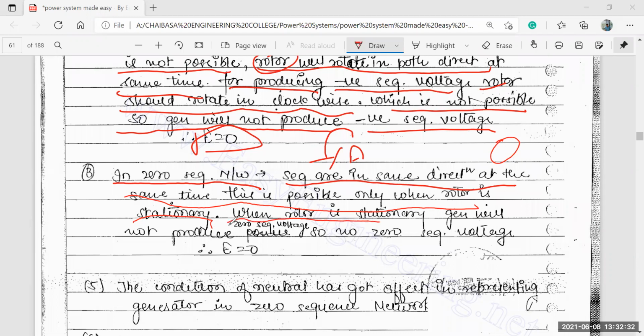When the rotor is stationary, the generator will not produce zero sequence voltage. So zero sequence voltage means E will be 0. Now you got the answer.